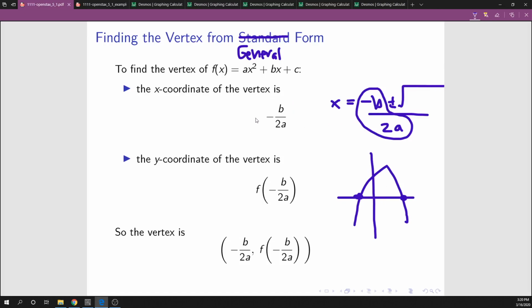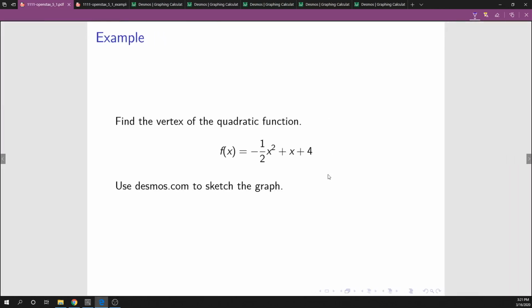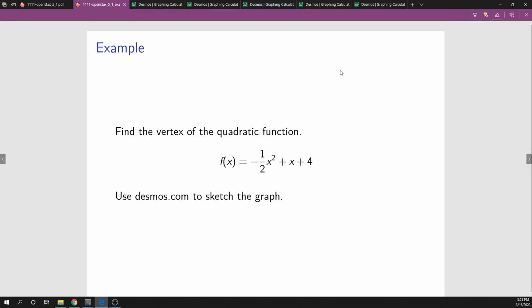Once you find the x-coordinate of the vertex, all you need to do is plug that x-coordinate into the quadratic, and that will give you the y-coordinate. Then you'll have the x and the y-coordinate. We're going to look at 3 examples in the rest of this video. I'm going to switch over to here. We're going to find the vertex of this quadratic function, f of x equals negative 1/2 x squared plus x plus 4.